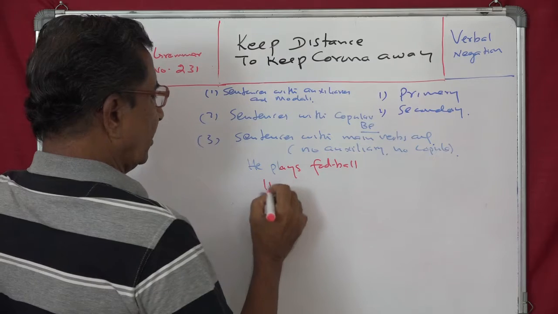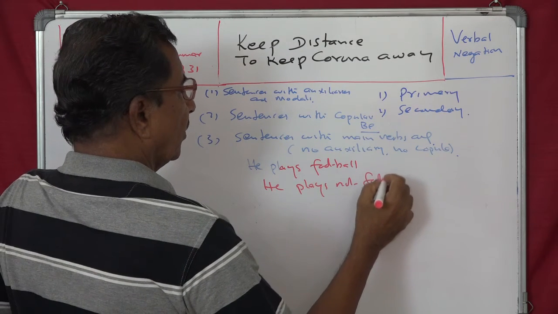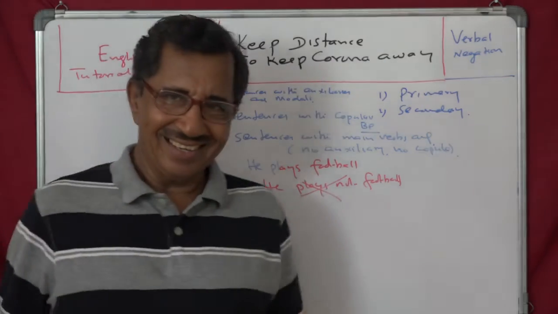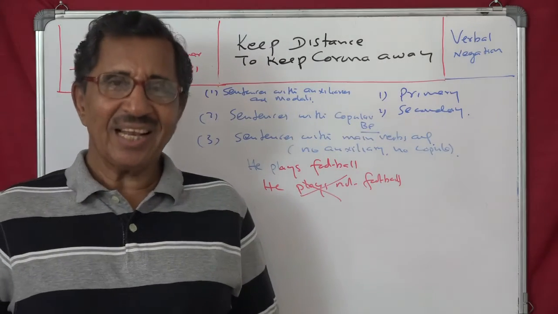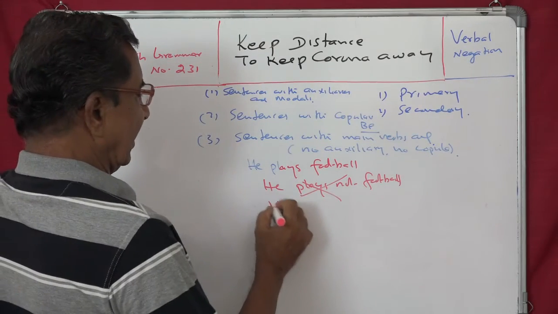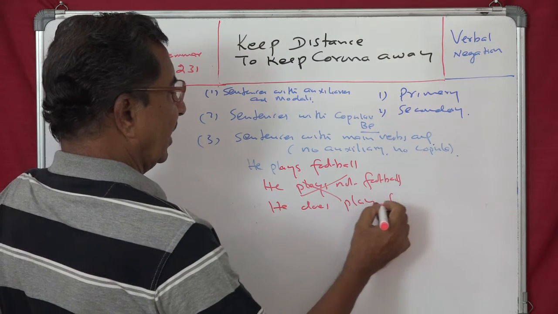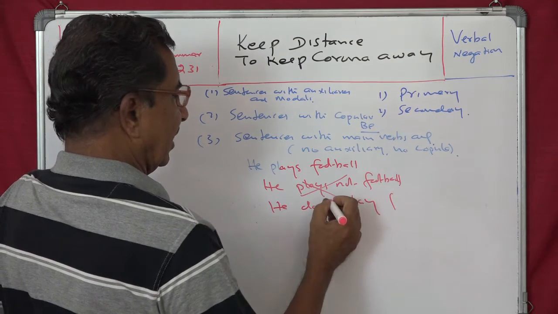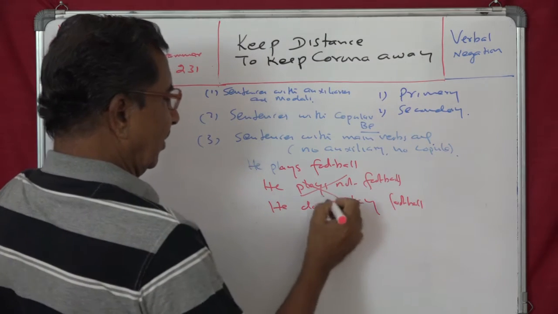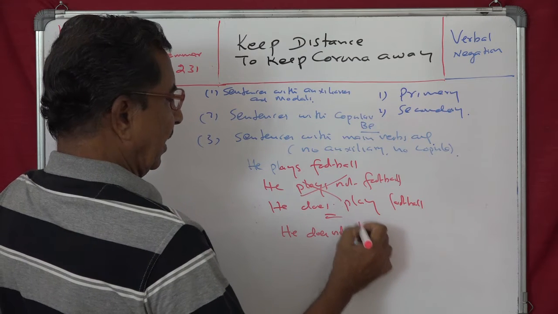You cannot say he plays not football. In English it is not allowed. So what will you do? You will take the help of do, does. Here the subject is third person singular, so you will say he does play football. Now you can add not to this: he does not play football.